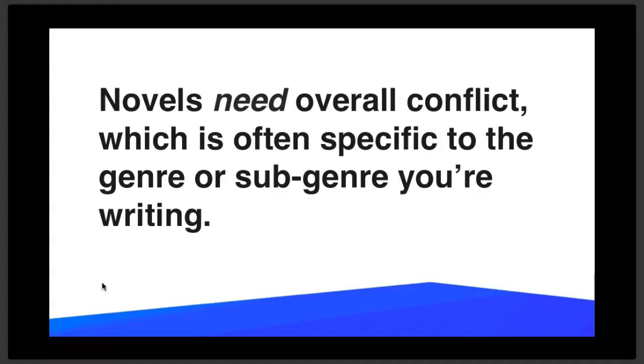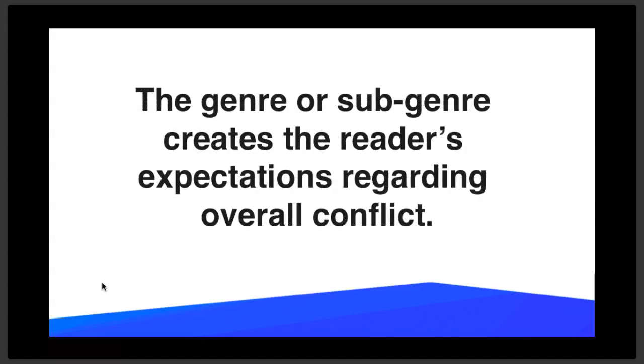And this is often specific to the genre or the subgenre that you're writing. The reason is that genre or subgenre creates your reader's expectation regarding overall conflict. So if you are used to reading those thrillers with that CIA agent facing the terrorist threat, and you throw in a conflict of being allergic to dogs, that can play out, but it's not going to be the big conflict. Why? The word terrorist.